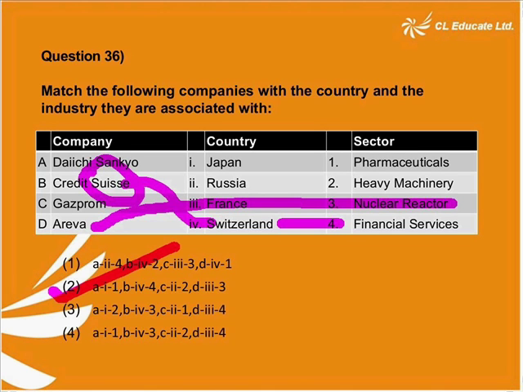Okay, fine. So the correct answer is option B. We move on to the next. Now the whole point, another one was Credit Suisse, France, Switzerland, financial services. So B42. We just have B44. So we had only one option, so the answer was easy. The question was difficult, but still overall the answer could be easy, and that made it easy. Gazprom from Russia and Daiichi Sankyo from Japan.